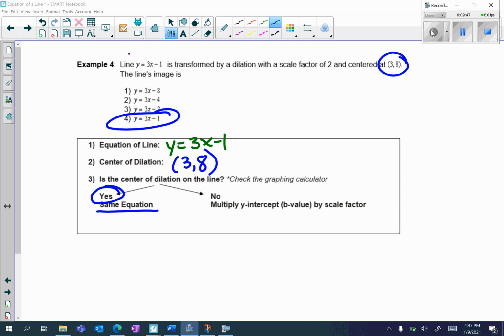Remember, for these questions, we have two options when dilating lines. Option 1, it's the exact same equation when the center of dilation is on the line. Or option 2, when the center of dilation is not on the line, it still remains parallel, the same slope, but the b value, the y-intercept, is being multiplied by the scale factor.